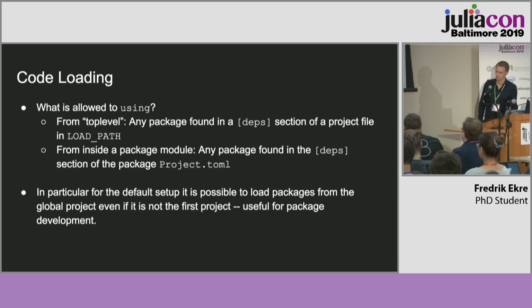So in particular, in the default setup where we have the stack with the explicitly activated project and then the global one, it's possible to load packages from, let's say, the second entry. I think this is very useful for package development. You might use, for example, Revise. You don't have to add Revise to the package as a dependency. It's enough that it's available somewhere in this stack. I will show an example of that later.